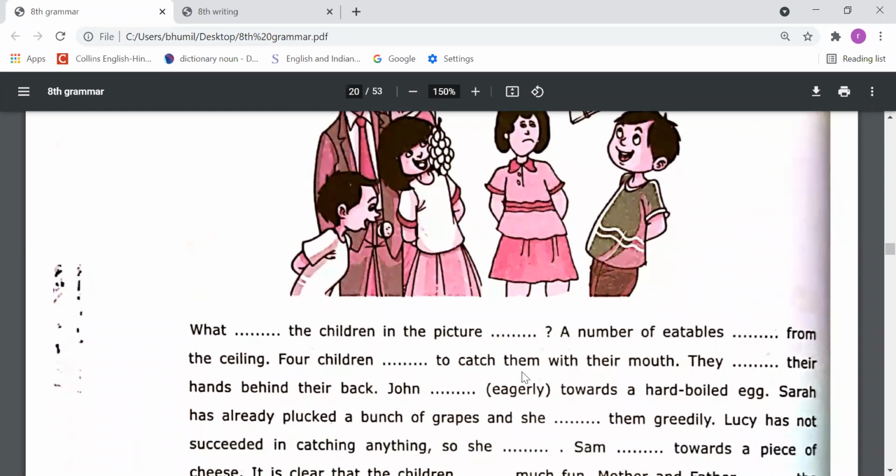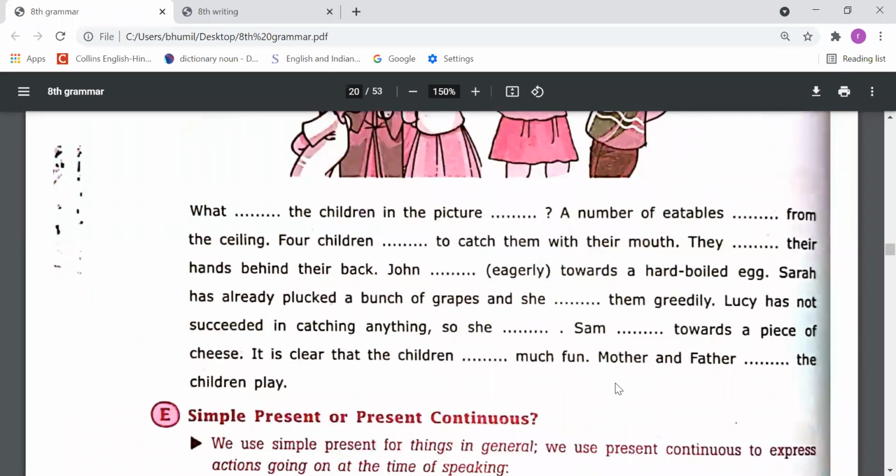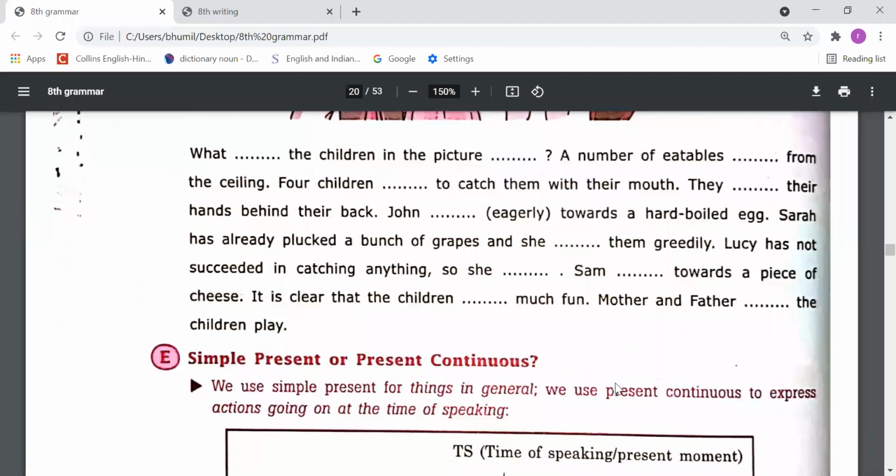A number of eatables are hanging from the ceiling. Four children are there. Four children are trying to catch them with their mouth. Next. They are holding their hands behind their back. They are holding means they are keeping their hands behind their back. John is eagerly looking towards a hard-boiled egg, right? So dear students, in this way you have to do this exercise. Just some part I have told you and the rest you have to do.